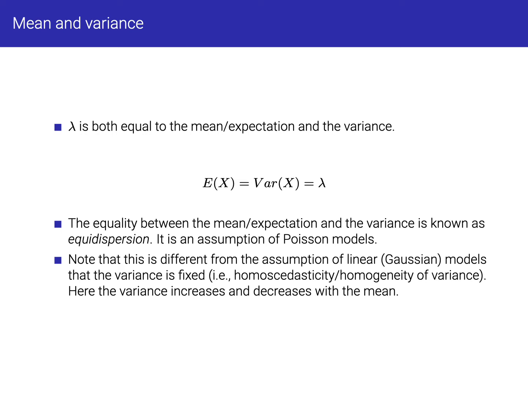And notably, this is different from what we have known from Gaussian models, where the variance is in fact fixed. The variance in Gaussian models is different from the mean, notably.